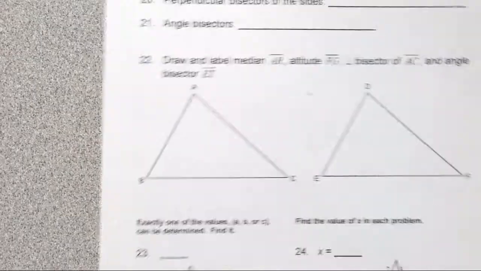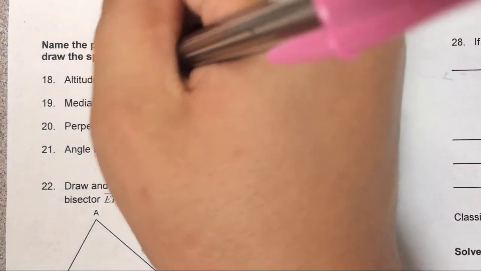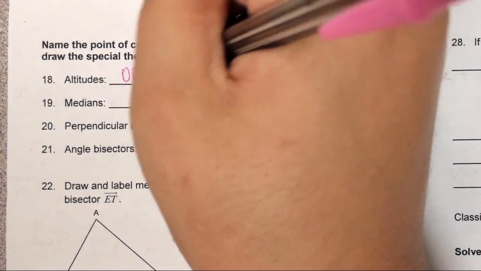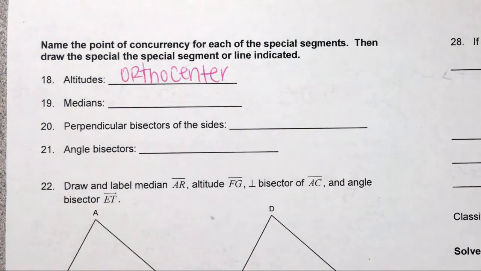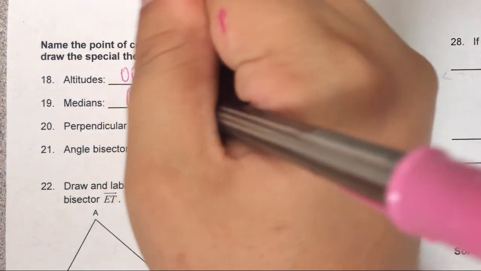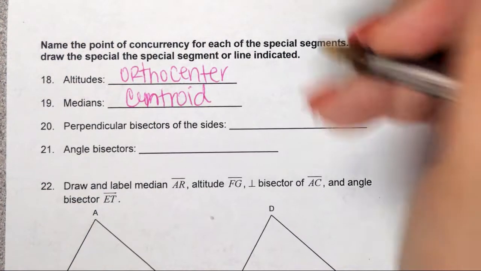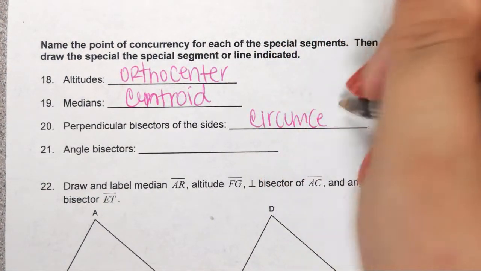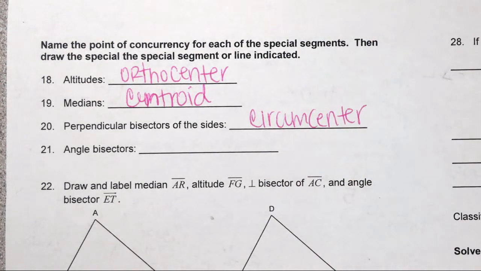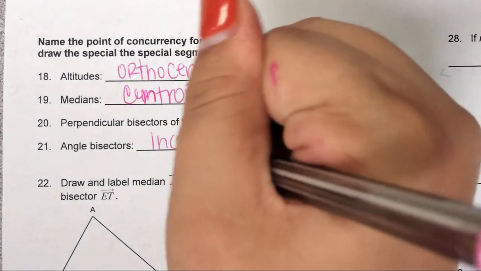For the back, altitudes is orthocenter. Median is centroid. Perpendicular bisector is circumcenter, and angle bisector is incenter.